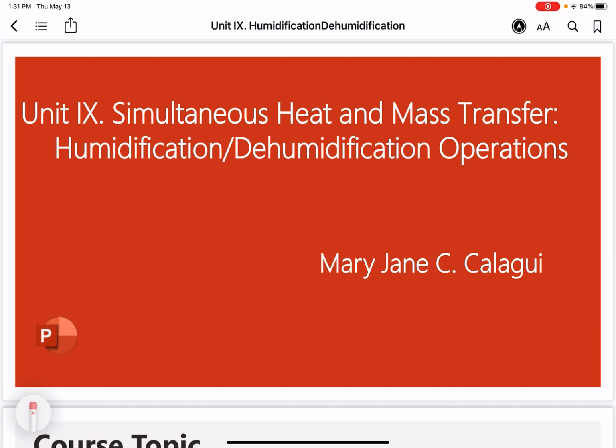So I'm here to discuss Unit 9, which is Simultaneous Heat and Mass Transfer Operations. Commonly, this is referred to as psychrometry or gas-liquid contact operations. Psychrometry is the subject which deals with the properties of gas-vapor mixtures.